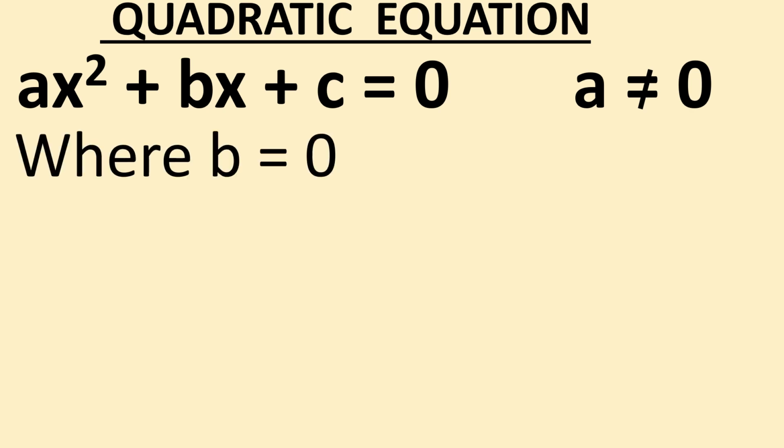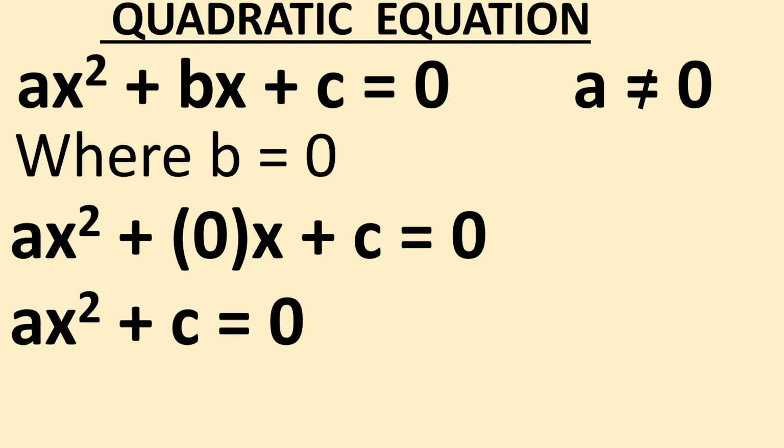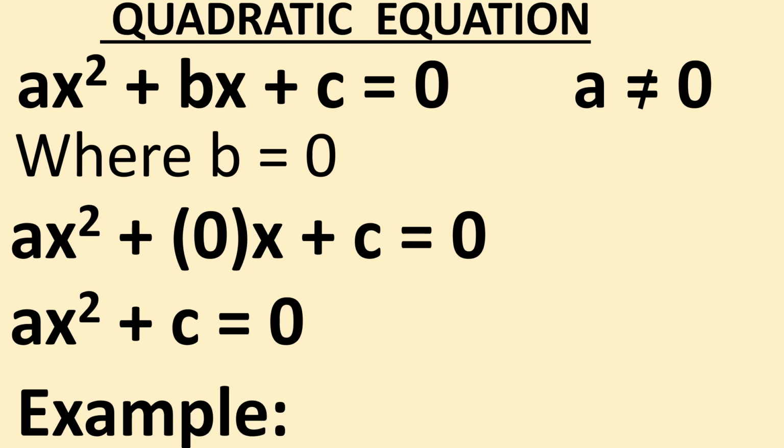So we want to see various scenarios. Where b is 0, the middle term disappears, and then we're left with ax squared plus c is equal to 0. At this point, do we still have a quadratic equation? Yes, we do, because the power of the variable, x in this case, is raised to power 2. So we have a variable that has a power of 2, therefore we still have a quadratic equation. Examples of this include x squared minus 4 is equal to 0.